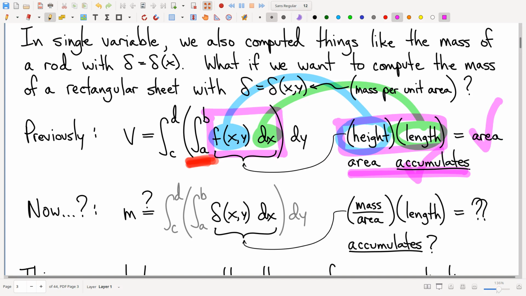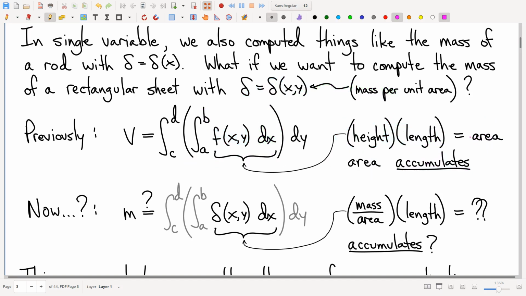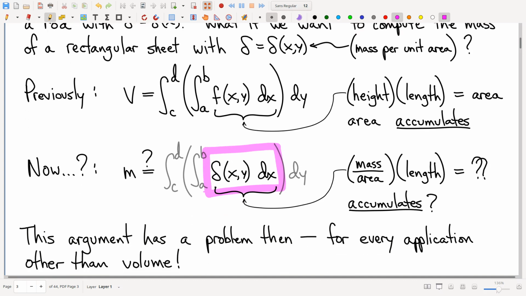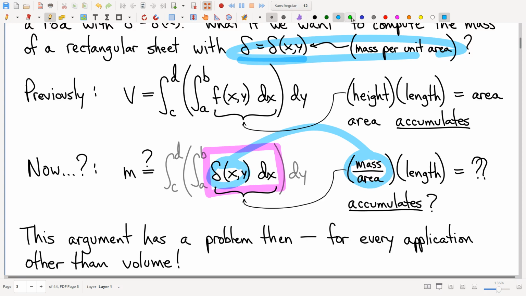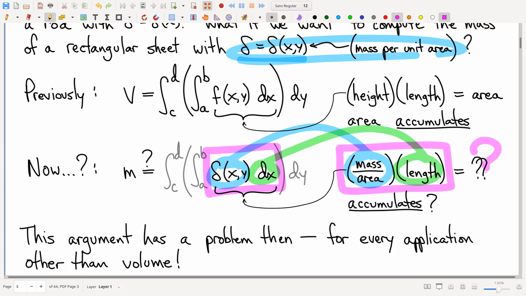So again, I know that I can do an integral to compute the sum of these pieces because I know area behaves that way, and I know that area is what we're talking about. Okay, fine. So now let's look at an analogous thing. Let's look at what would happen if I were to write down this iterated integral in an attempt to compute mass. I would find myself then looking at mass per unit area and multiplying that by length. And what do you get when you multiply mass per unit area times length? I'm going to say I don't really know.